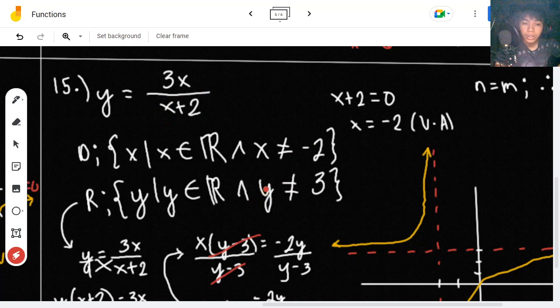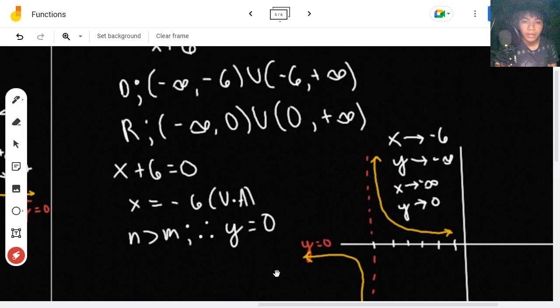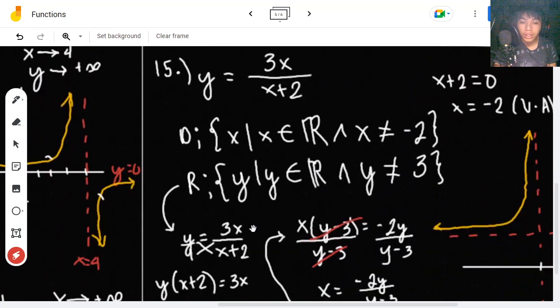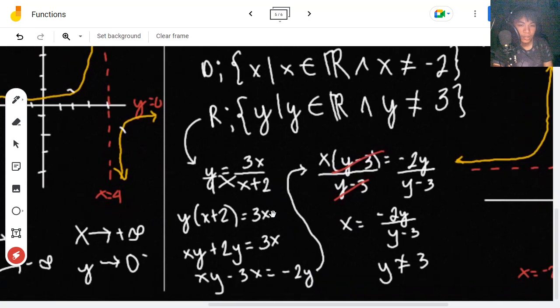And for the range, to compute the range of this function, we can do some little algebra. From this part, we can cross multiply this function. So we set a 1 here, so we can isolate the 3x. When we multiply y to x plus 2, we have this. And now we distribute y into these values. So we have xy plus 2y equals 3x. And now we will, what do you call it, we will transpose the terms 3x and 2y, so that there may be like terms of x in terms of x. You see?